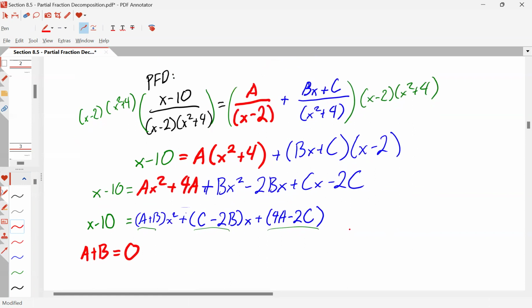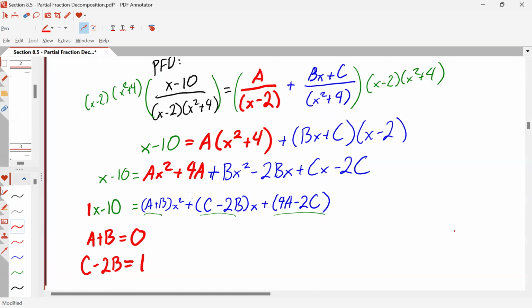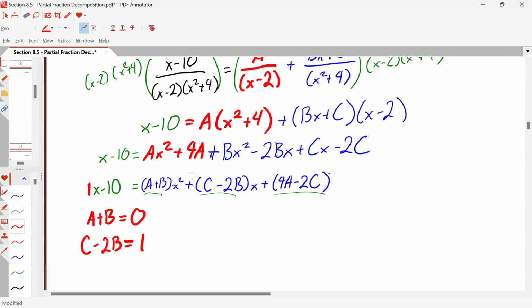c minus 2b is what makes up the x term. Well, there's only one x over here, so c minus 2b equals 1. And last, the 4a minus 2c, that is a number without any x's. That's my constant term. So 4a minus 2c is equal to negative 10. I now have 3 equations with 3 unknowns we can solve.